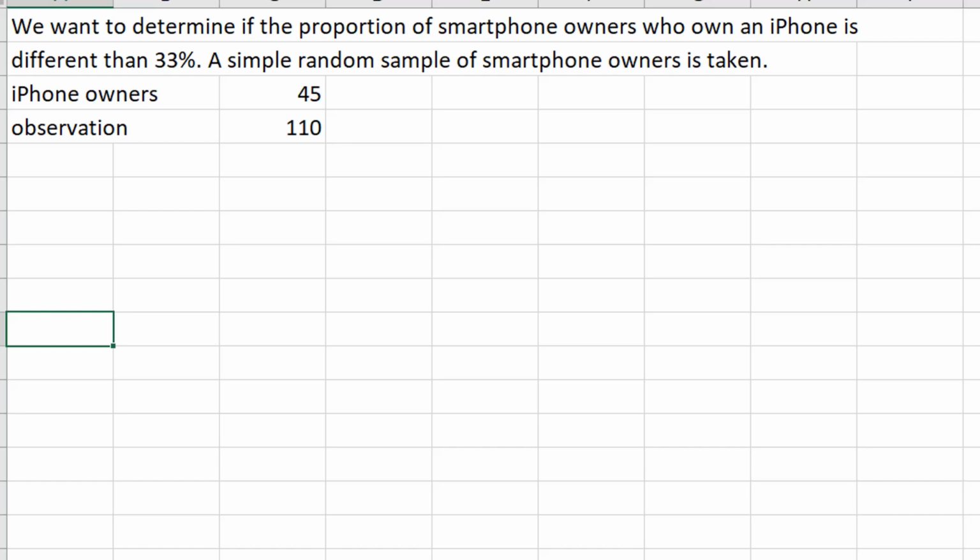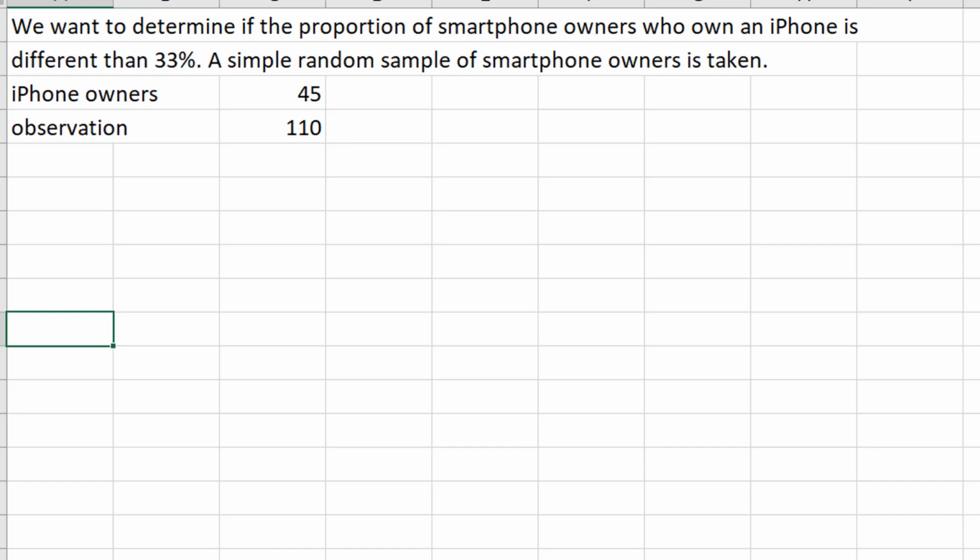All right. First off, here's a problem where we're asked to determine if the proportion of smartphone owners who own an iPhone is different than 33%. A simple random sample of smartphone owners is taken, and we got 45 out of a sample of 110. So what we're looking for is a decision. Is there enough evidence from this sample to conclude at a significance level of, since it's not specified, we'll say 5%?